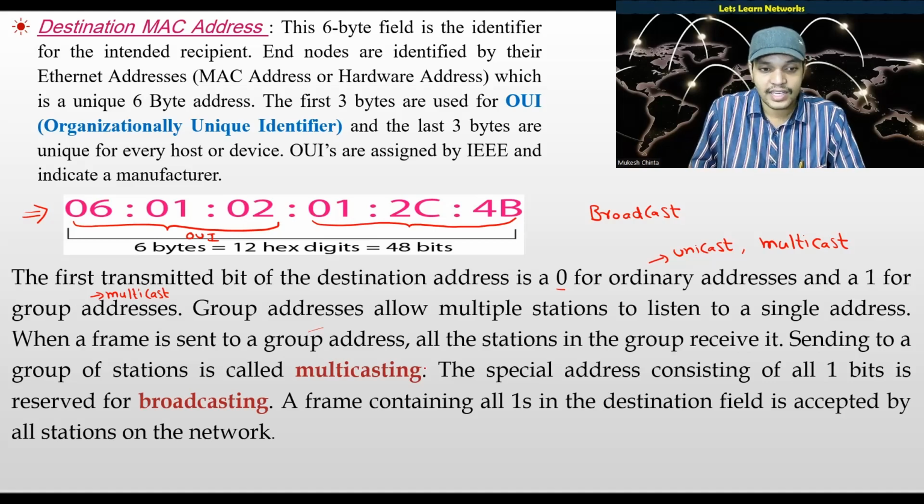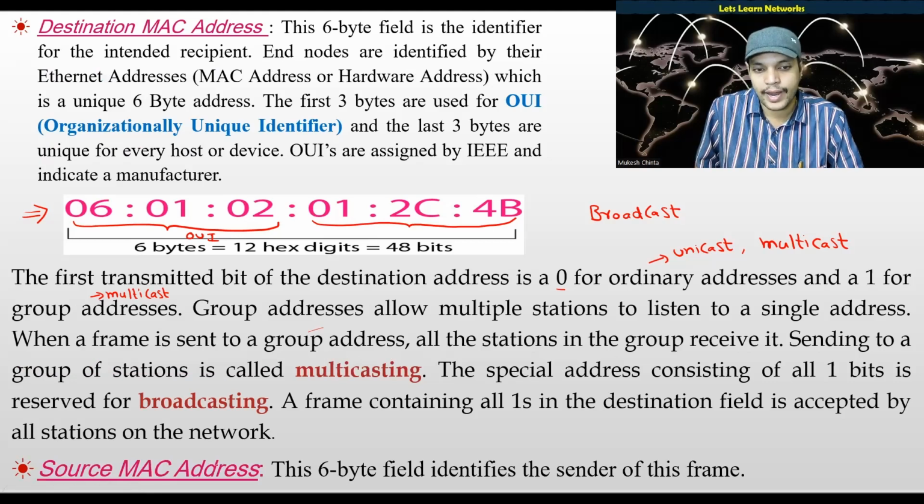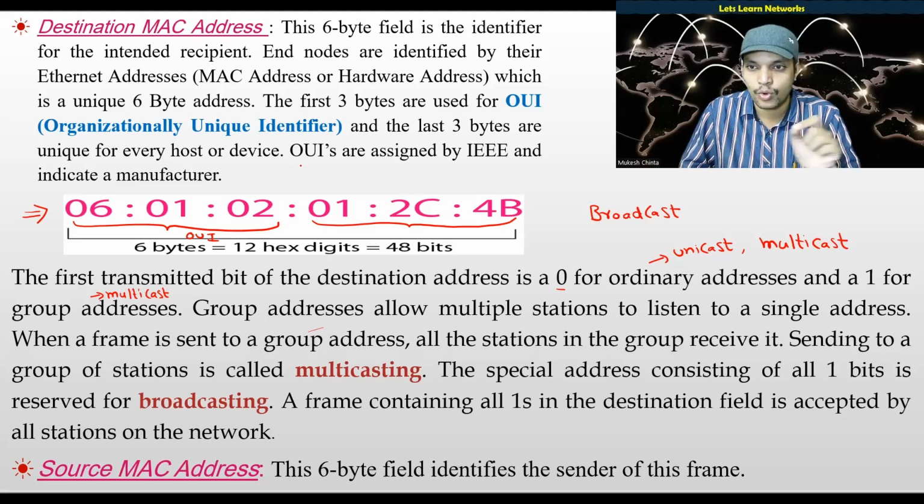Okay. The next field is your source MAC address, which is once again a 6-byte MAC address which identifies the source or the sender of this particular frame. So there are two addresses. The first one is the destination MAC address, which tells you to whom this frame is going.